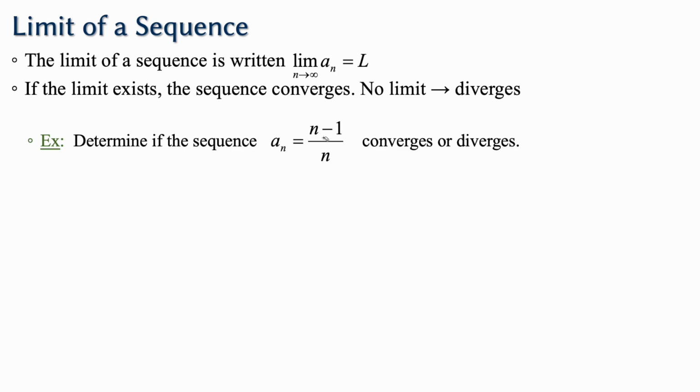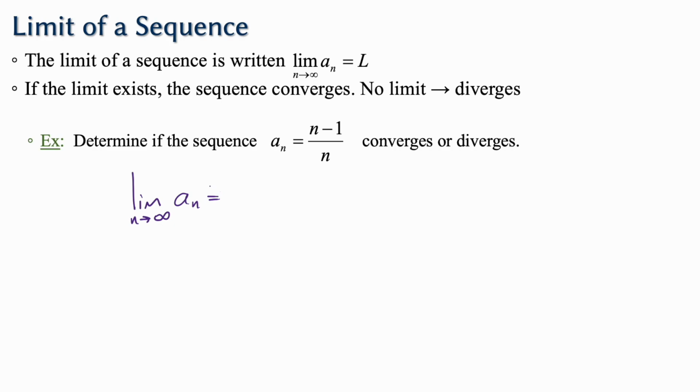So for instance, in our first one, we want to determine: does the sequence defined by n minus 1 over n converge or diverge? We're going to do the exact same things we did before. We're going to figure out what that limit looks like, treating it just like a function. Even though this doesn't have the same type of outputs as a function, it's behaving in the same way. So what I can do is say, what is the limit as n approaches infinity of a sub n?